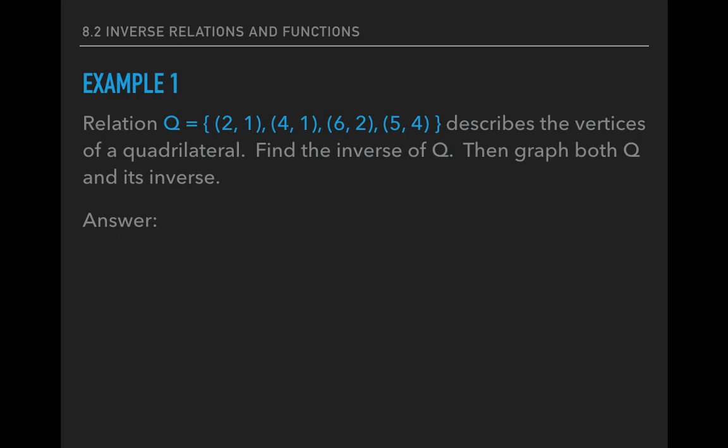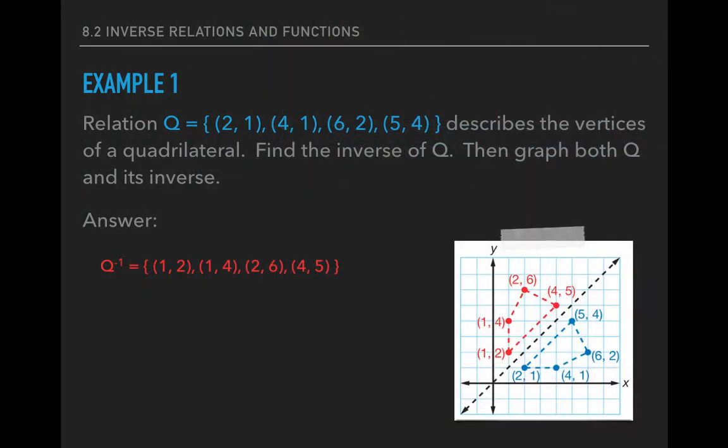Let's say that we have a relation Q with those ordered pairs, and it describes the vertices of a quadrilateral. What we're going to do is find the inverse of Q, and then graph both Q and its inverse in a coordinate plane. Well, to find the inverse of Q, all we have to do is switch the x and y values. So the first point is now (1, 2). The second is (4, 1), then (2, 6), and (4, 5). All we've done is flip the x and y values.